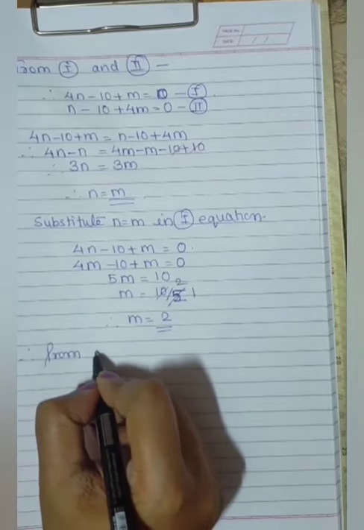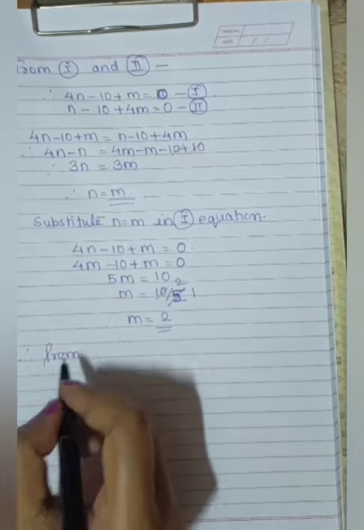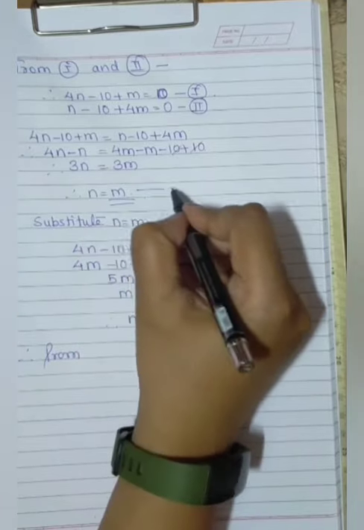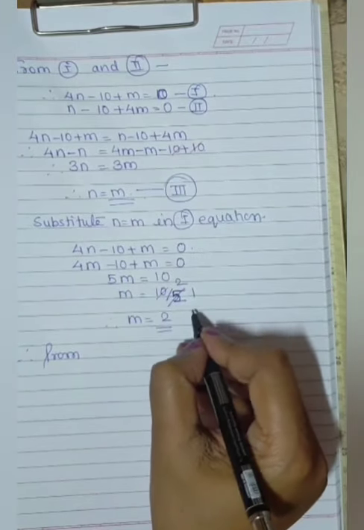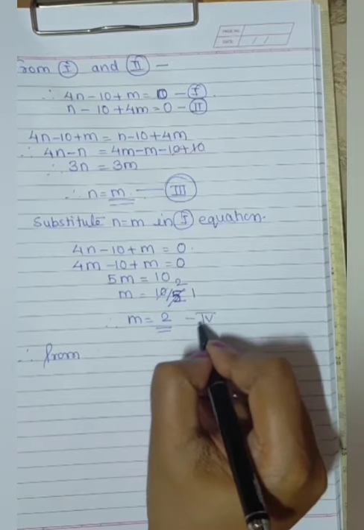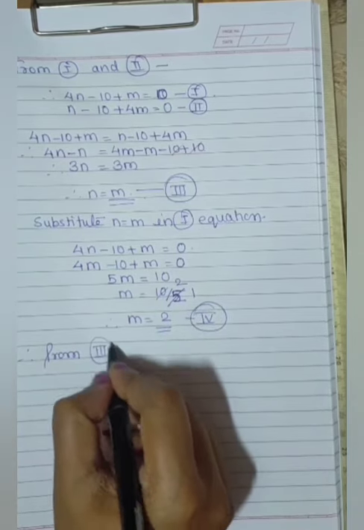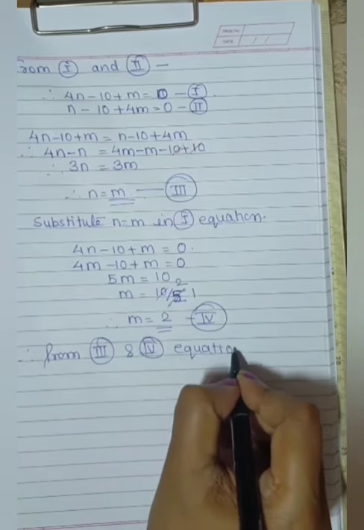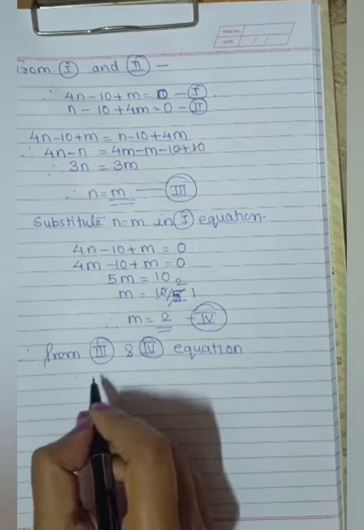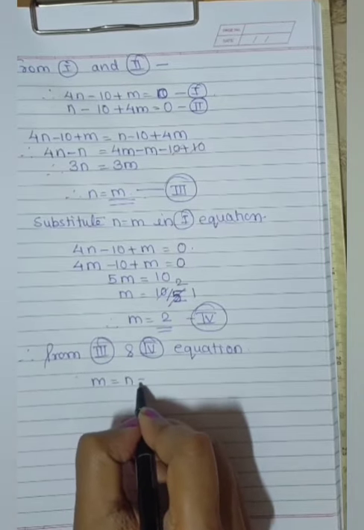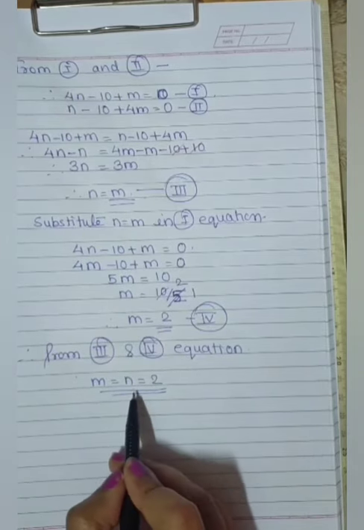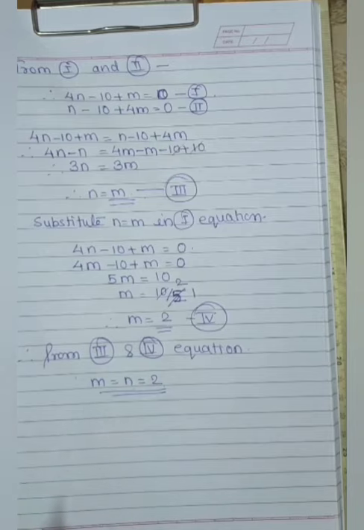Therefore from here, this is our third equation. Okay, and this is our fourth equation. From third and fourth equation, therefore we got m equal to n equal to 2. Okay, we have proved that m is equal to n and n is equal to 2. I hope you understood question number 12.